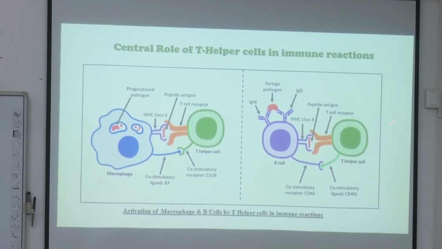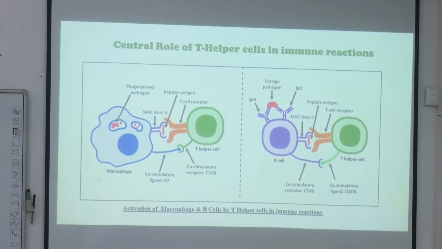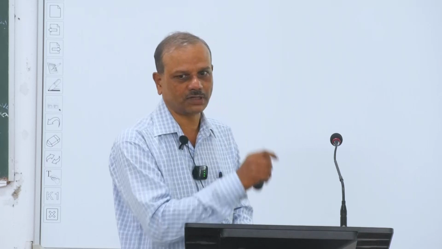So this is the way the T cell helps the B cell, and the macrophage also, to engulf bacteria, or helps in antibody production. This function you note it down, this is not available in your book.